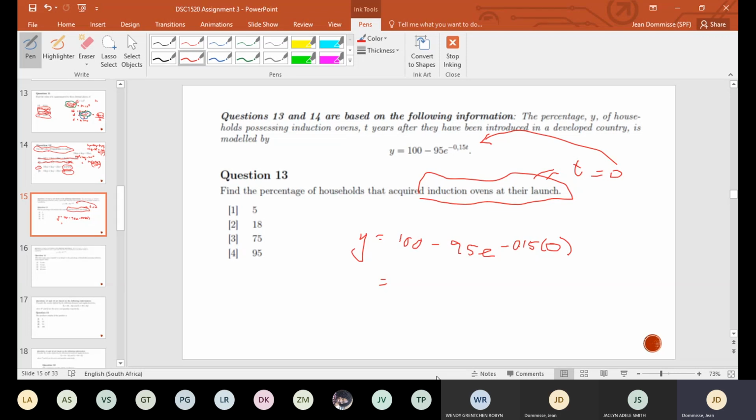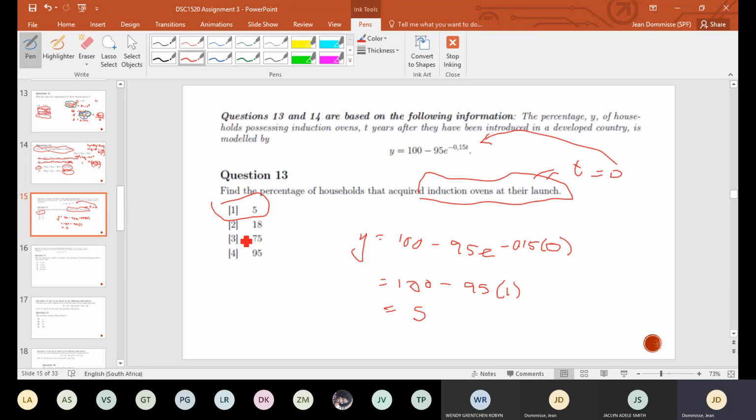So the minus 0.15 times 0 is 0. E to the power of 0 is 1. So we have 100 minus 95 times 1. So we have 100 minus 95, which is 5. So that would have been my answer. Can it be that simple?